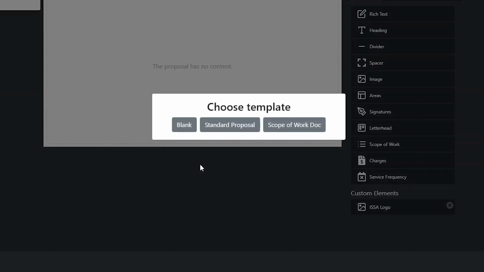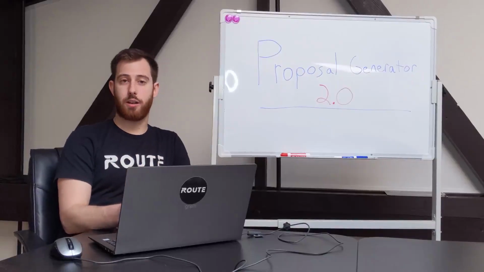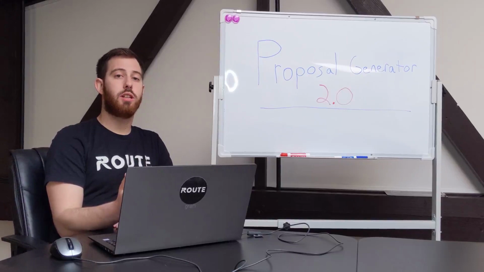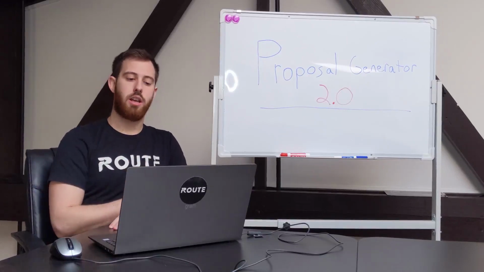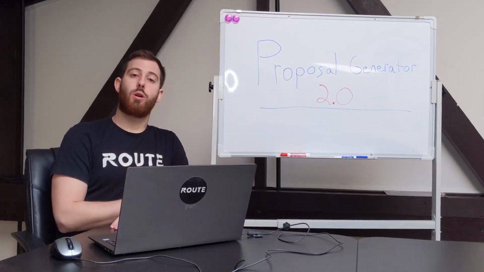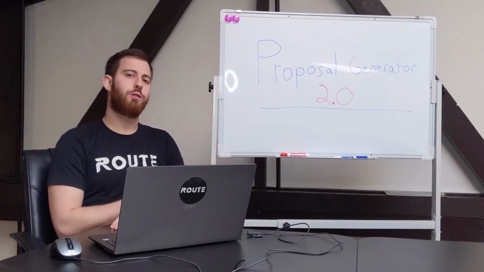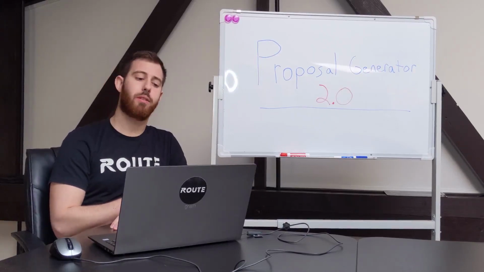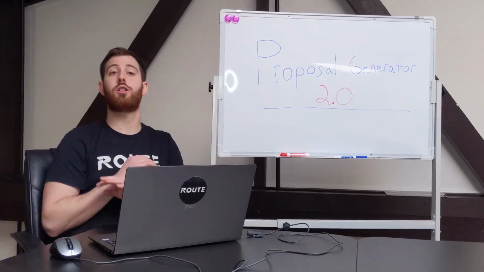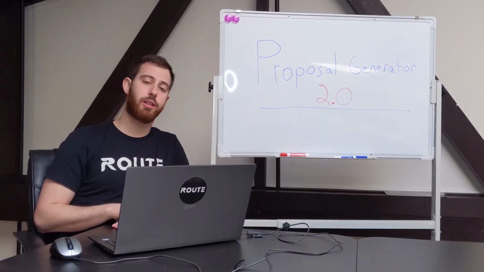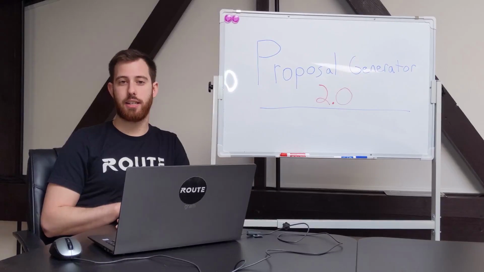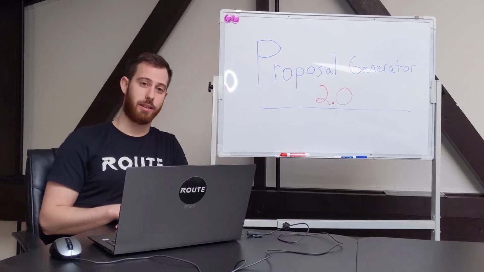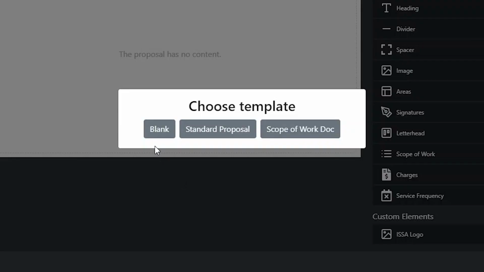Right away, it'll ask you to choose a template. We have two available. One is the standard proposal. This includes all the elements you need for a legal contract. Also, we have a scope of work template as well. This is more so for when you just need to create a scope of work that you need to share with your team for an account. The third option is blank. This is where you get to create it from scratch and really let any kind of design idea you have flow wildly. I'm going to select blank today.